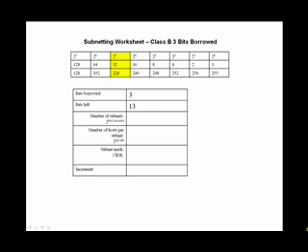My number of subnets is 2 to the bits borrowed, or 2 to the 3rd, which is 8. My hosts per subnet is 2 to the bits left, or 2 to the 13th, or 8192.